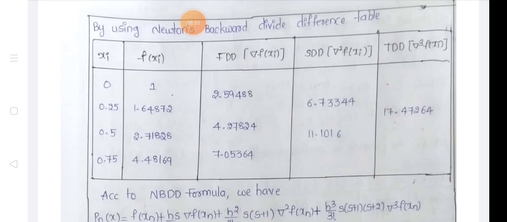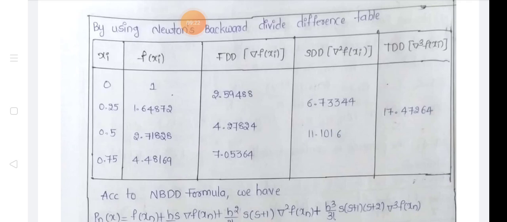Second divided difference: 4.27824 minus 2.59488 divided by 0.25 equals 6.73344. 7.05364 minus 4.27824 divided by 0.25 equals 11.1016.